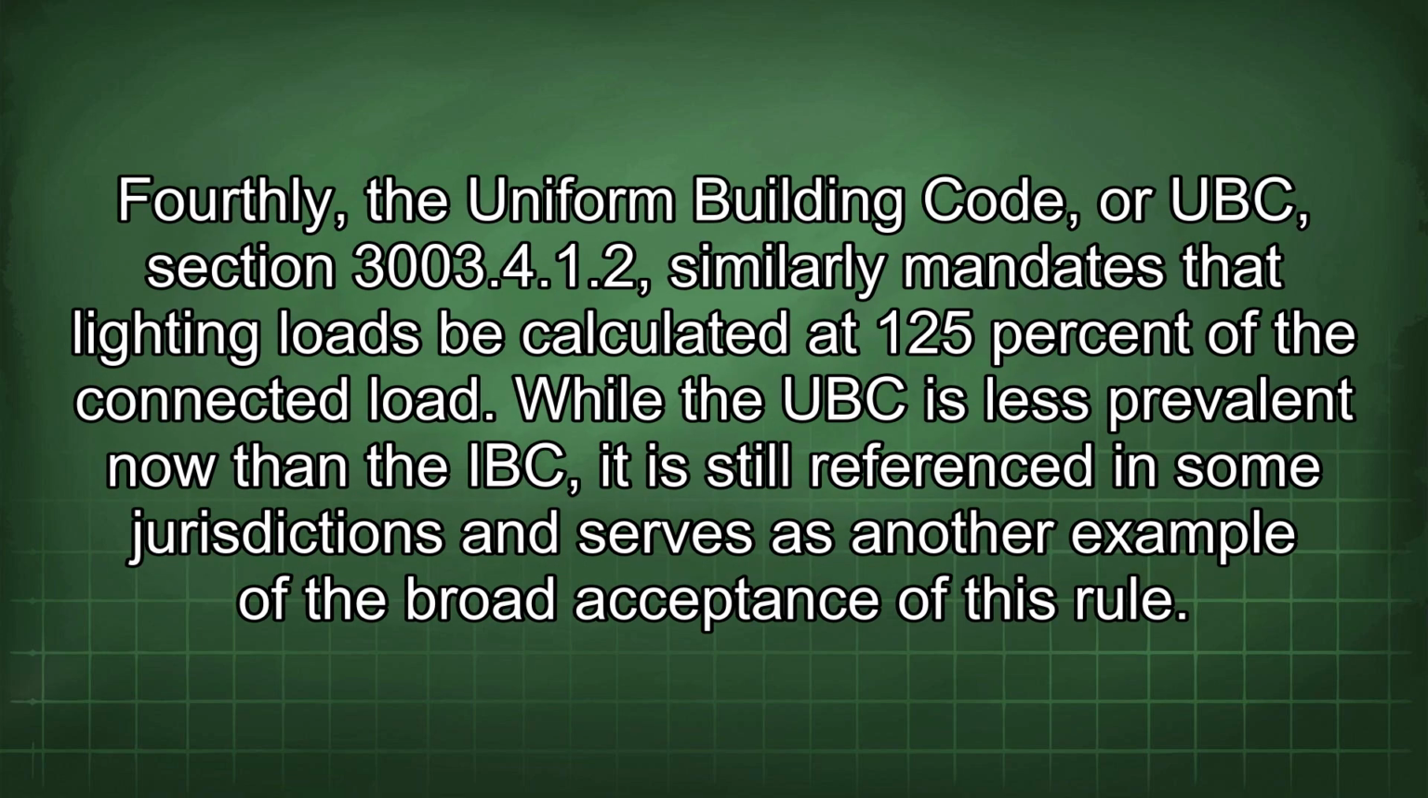Fourthly, the Uniform Building Code, or UBC, Section 3003.4.1.2, similarly mandates that lighting loads be calculated at 125% of the connected load. While the UBC is less prevalent now than the IBC, it is still referenced in some jurisdictions and serves as another example of the broad acceptance of this rule.